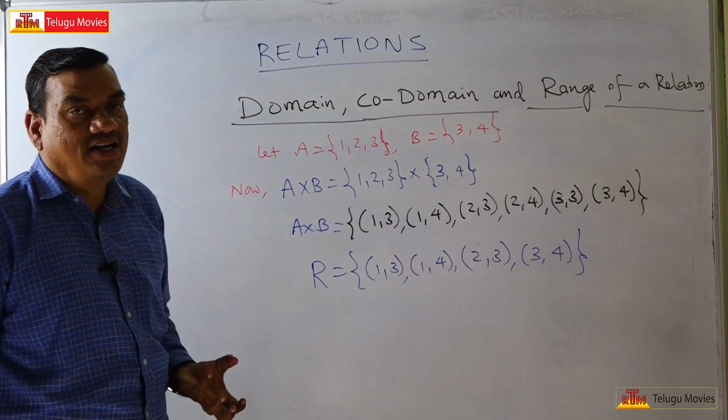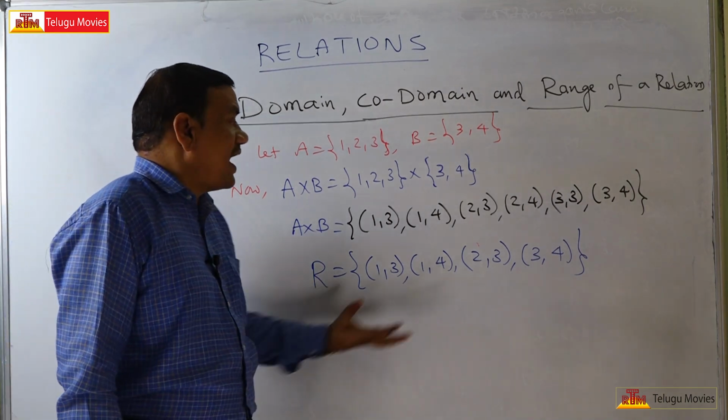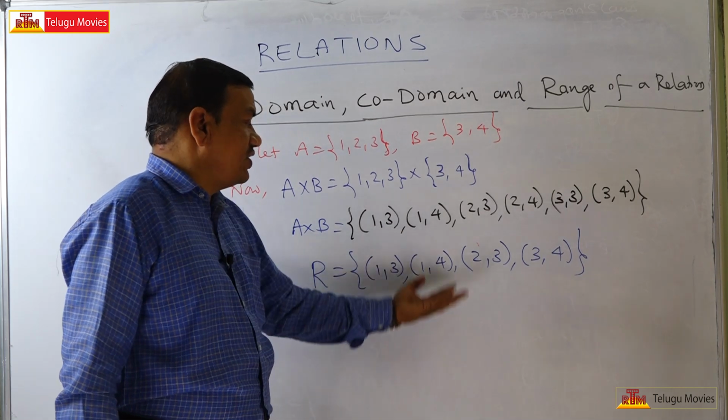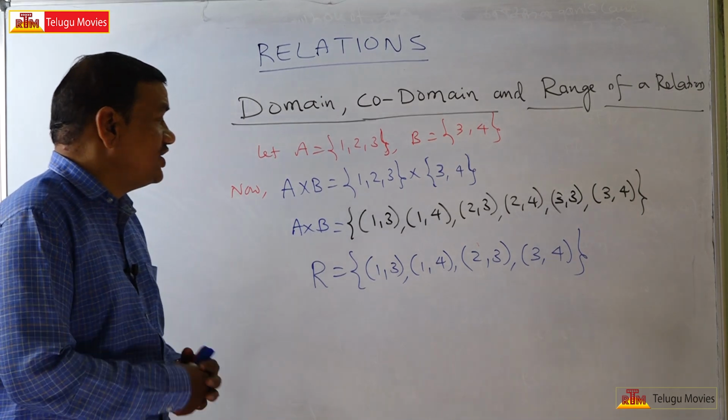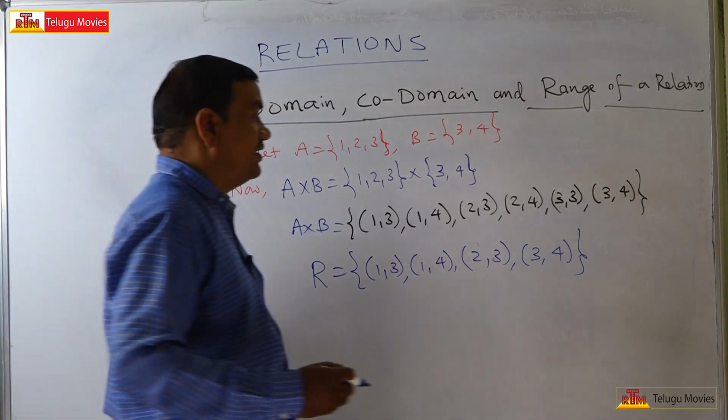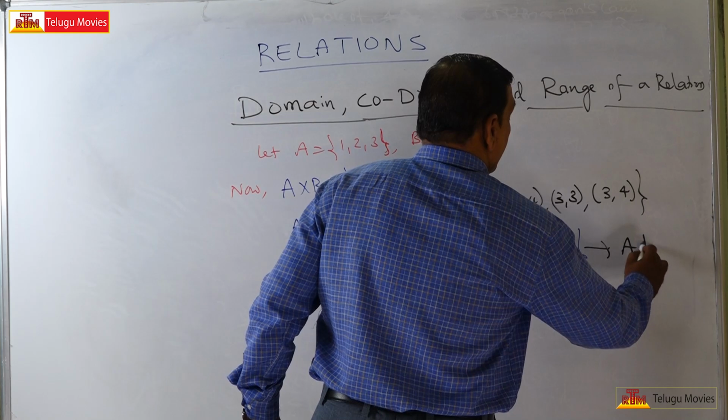Now I am taking a relation. What is a relation? It means I have taken some ordered pairs: (1, 3), (1, 4), (2, 3), and out of 6 I have taken 4. So this is called a relation from A to B.